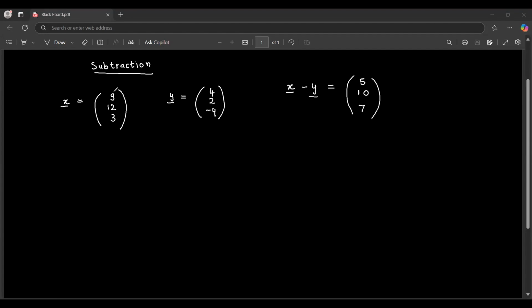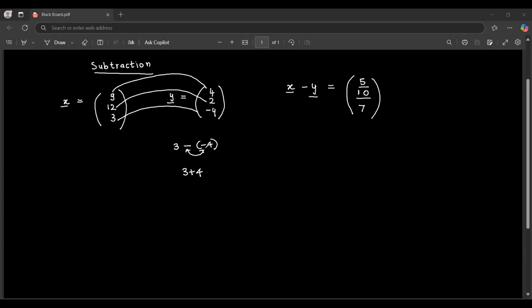How did I come up with that? Well, 9 minus 4 will be equal to 5, 12 minus 2 will be equal to 10, and 3 minus minus 4. So we can actually multiply these two and the product will be addition. So 3 plus 4. Okay. So shall we check this?